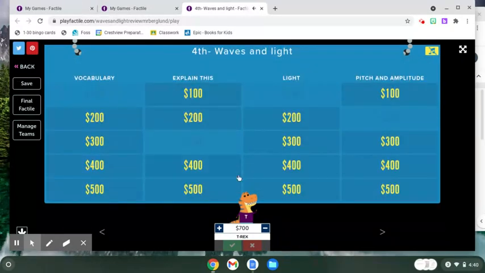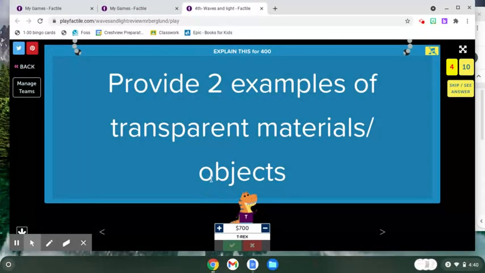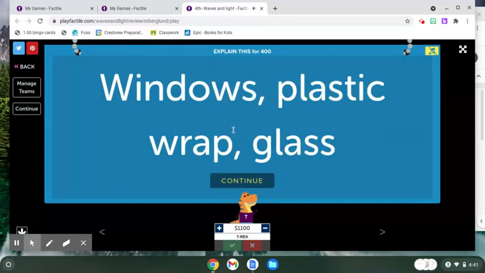All right, let's do explain this 400. Provide 2 examples of transparent materials or objects. Now, obviously, if you think of other ones that I haven't thought of, that's fine. But you're going to have to remember what transparent materials or objects are. So I came up with windows, plastic wrap, or glass. But maybe you've thought of other objects. I'm not saying that you're wrong, but these are 3 that I thought of.